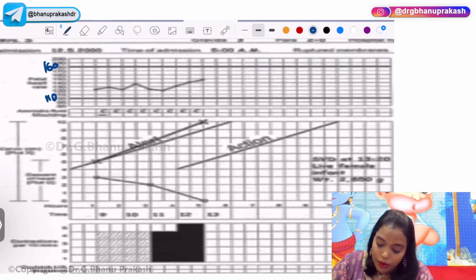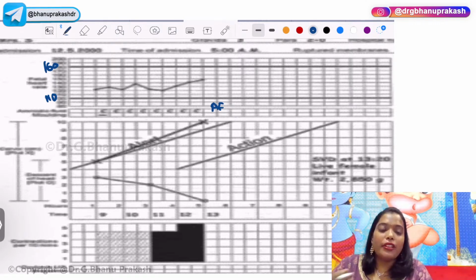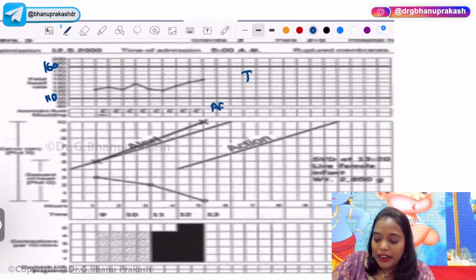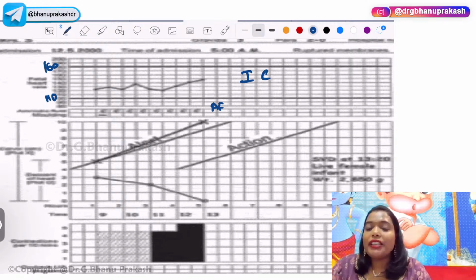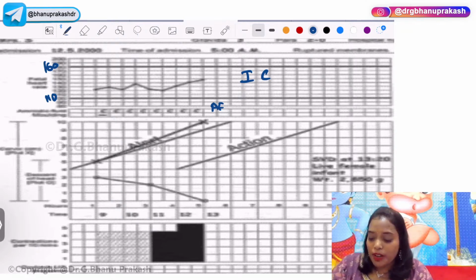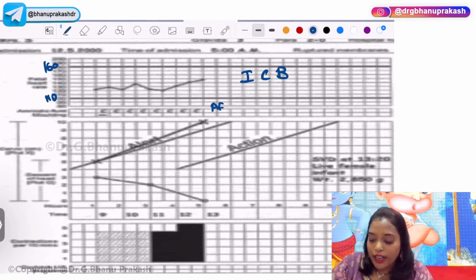Next, you have one more column where they'll speak about the amniotic fluid, whether it's clear or meconium stain or blood stain or whether it is intact. If membranes are intact, we write I. If membranes are ruptured and there's a clear liquor draining out, you'll write C. If membranes are ruptured and blood stain liquor comes out, you write B. If membranes are ruptured and there is meconium coming out, you write M.